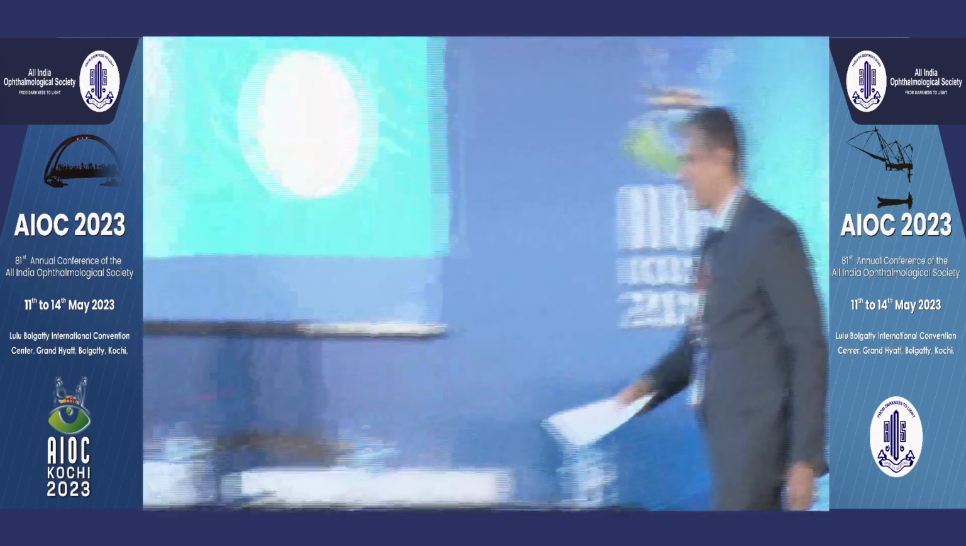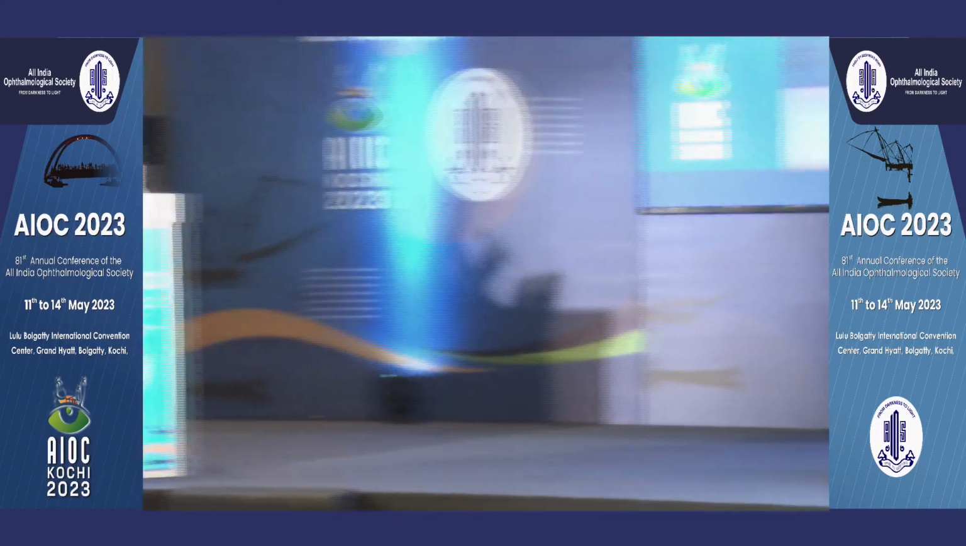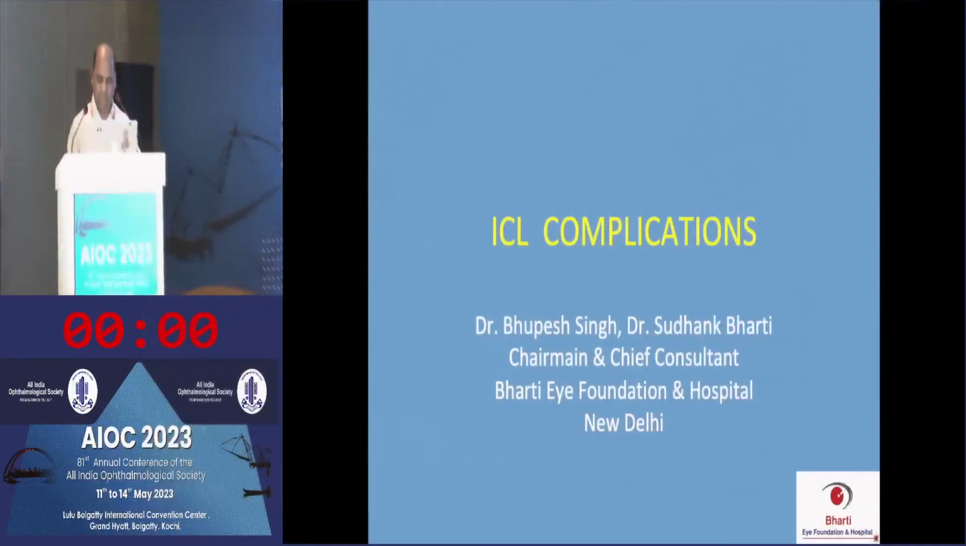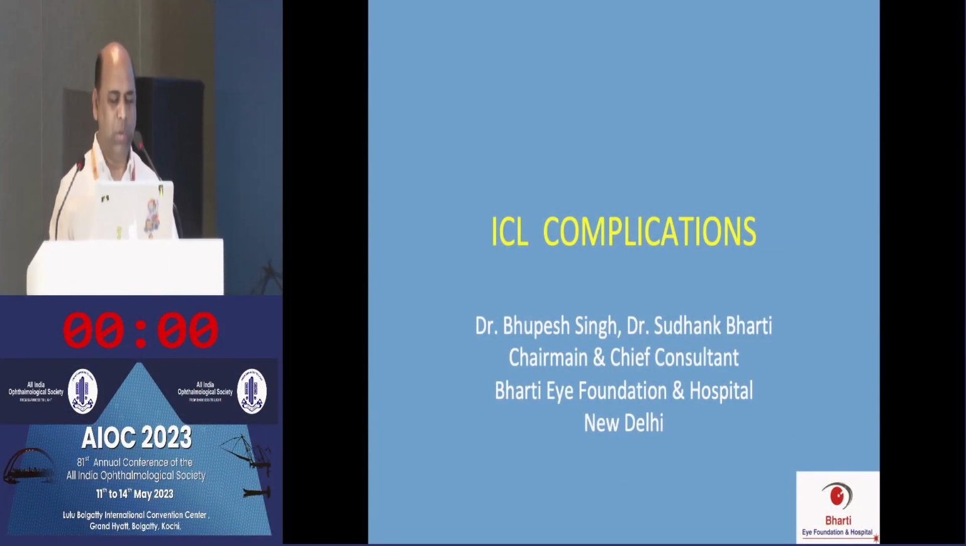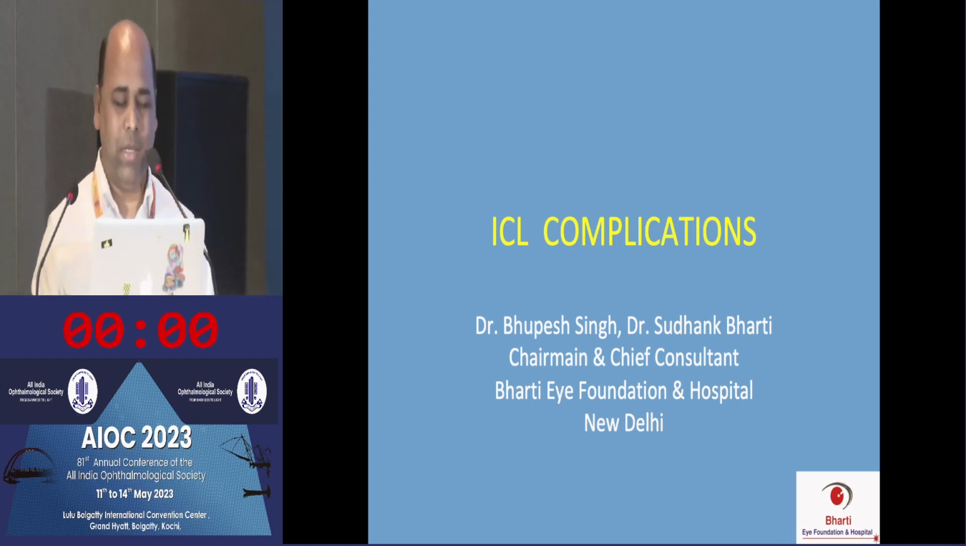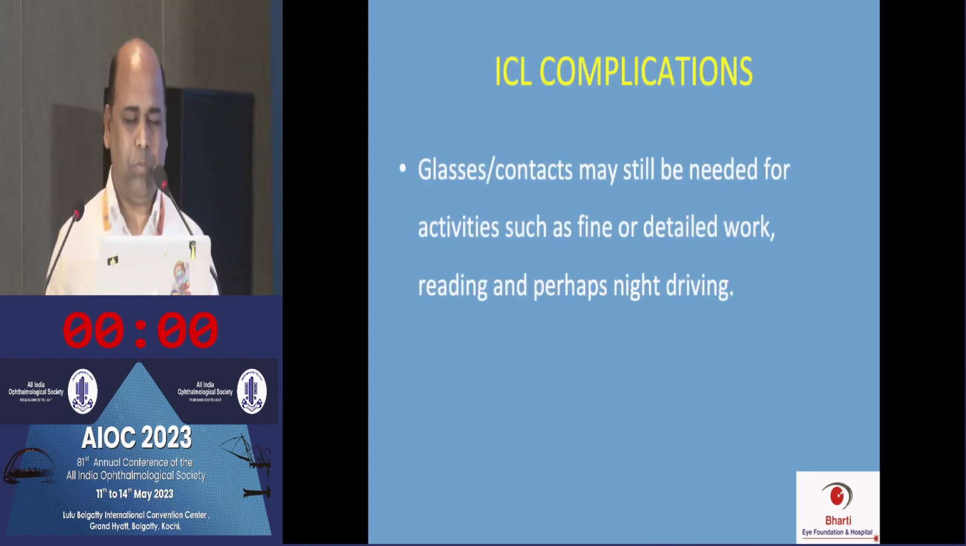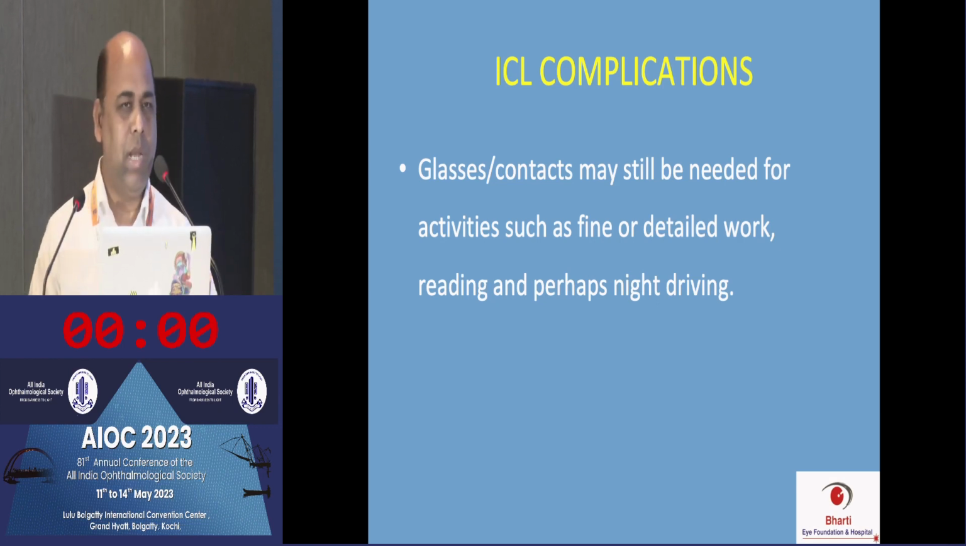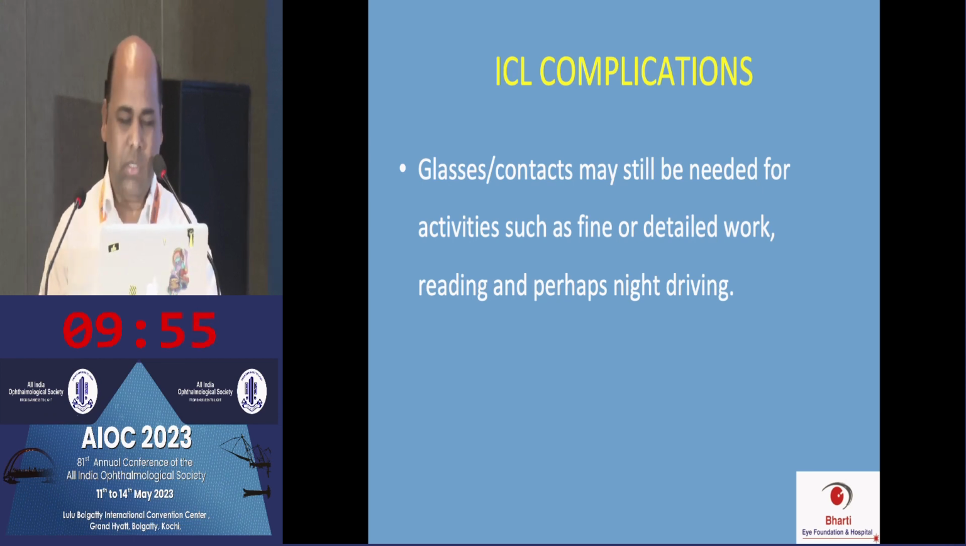I think you have covered almost all the complications and wonderfully managed complications. So I'll be just enumerating some more complications of ICL. So first thing is that after ICL, you may need glasses for near if you're above 40, or if there is undercorrection, then you need glasses for distance also.